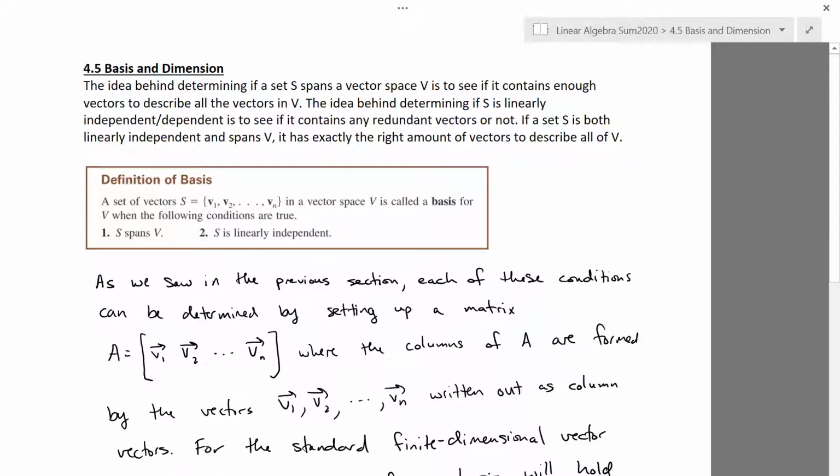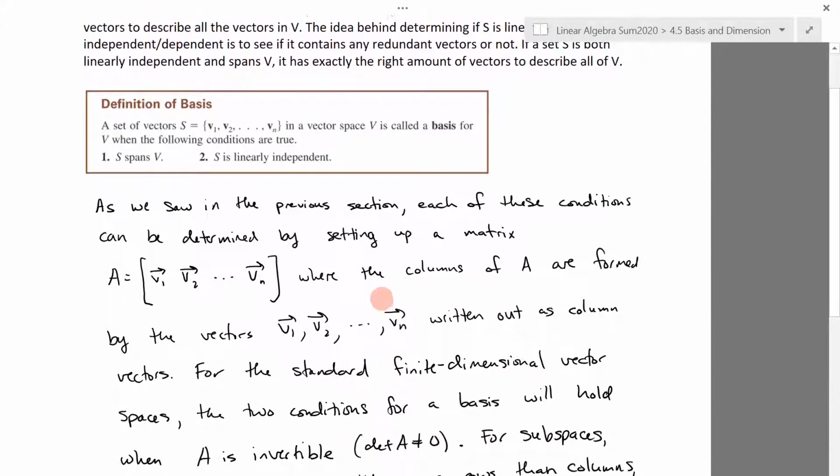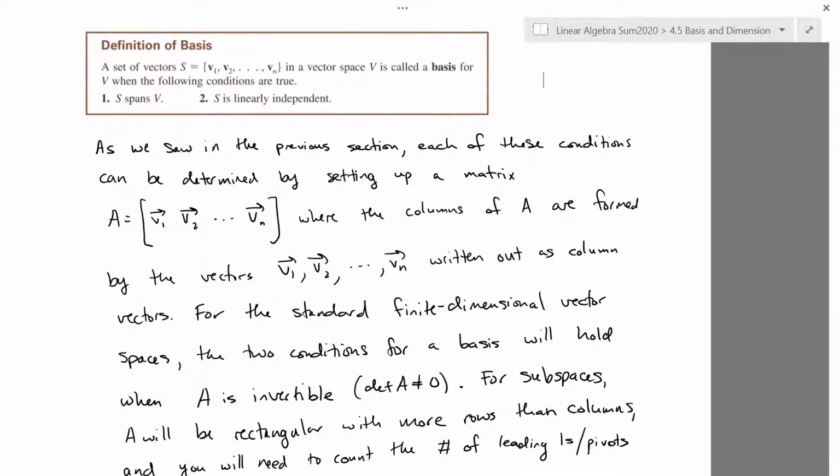So basically, a set S is a basis for a vector space if it satisfies two properties: the set spans the vector space, and the set S is also linearly independent. Okay, so the main focus of this section is going to be to determine when a given set forms a basis for a vector space.